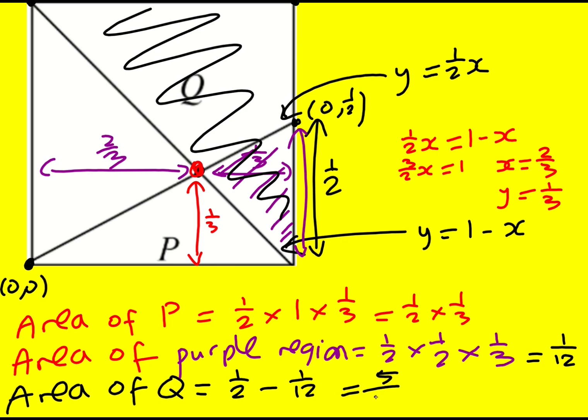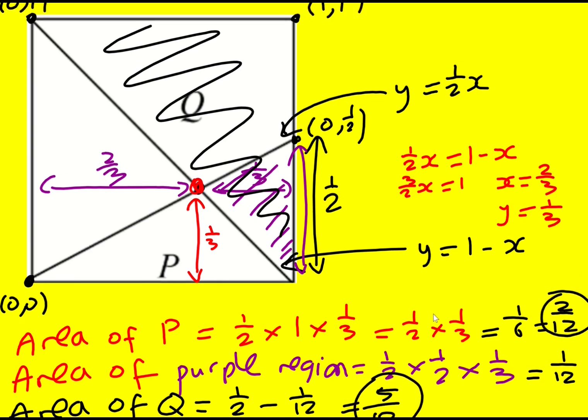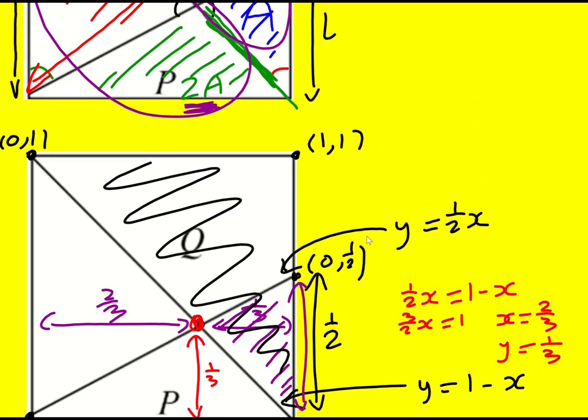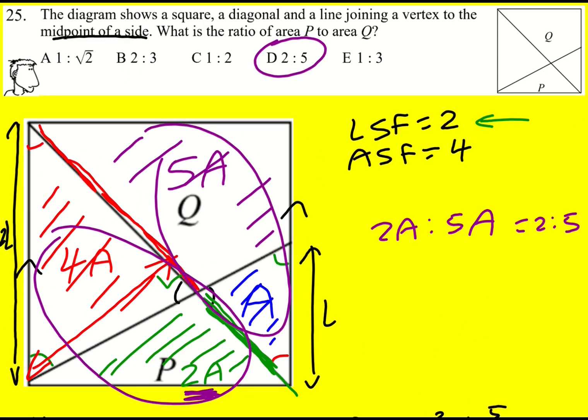It'll be 5/12. And over here, I had 1/6 or 2/12. And basically there. So the area of P is 2/12. The area of Q is 5/12. The ratio of P to Q is 2/12 to 5/12, which becomes 2 to 5, which is what we found above as well.